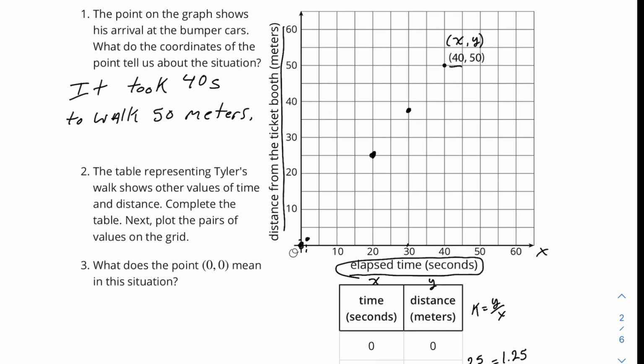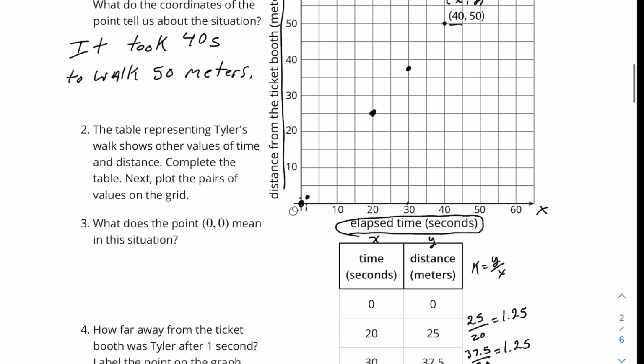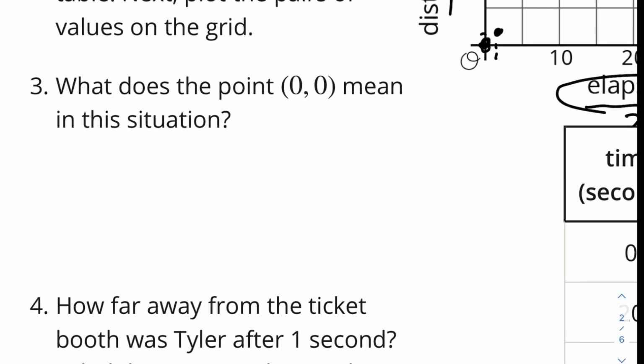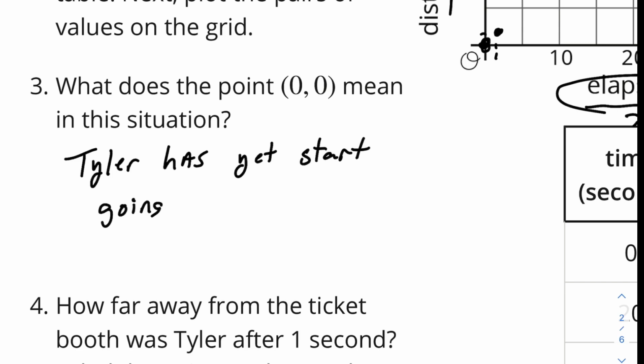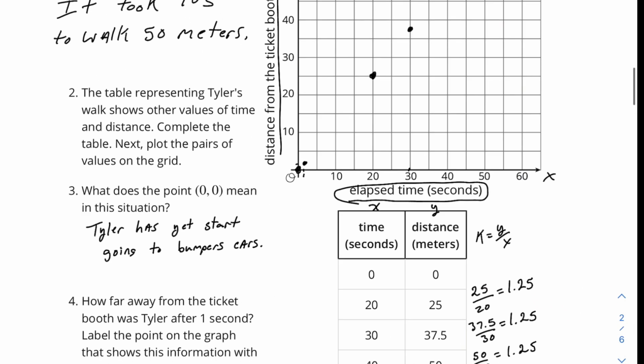Now it says, what does the point 0, 0 mean in this situation? So when we think about Tyler walking at a steady pace from the ticket booth to the bumper cars, 0 means 0 time has elapsed and 0 distance has been traveled. It's the time before he starts walking to the bumper cars. So I'm going to say Tyler has yet to start going to the bumper cars. It's the time before he actually starts walking. That's what 0, 0 is. It's before everything starts.